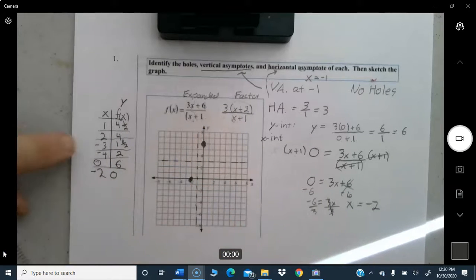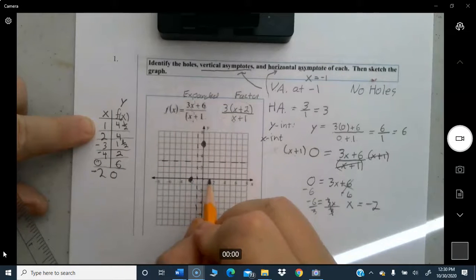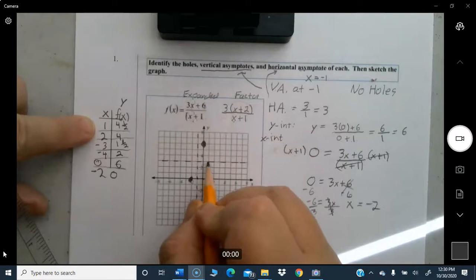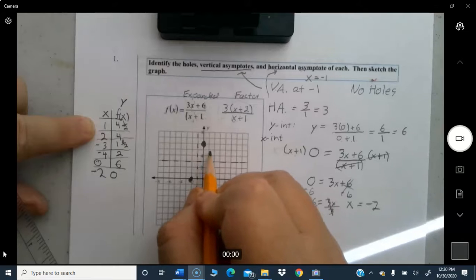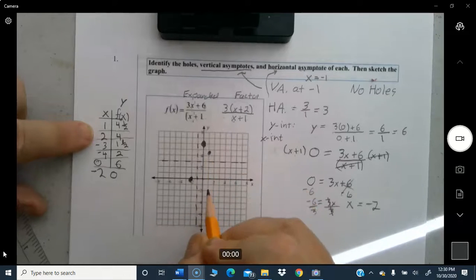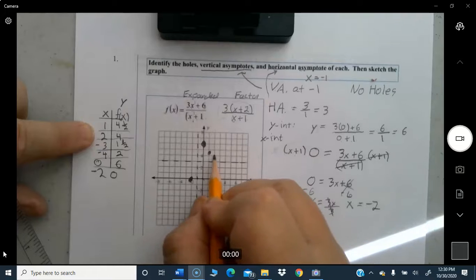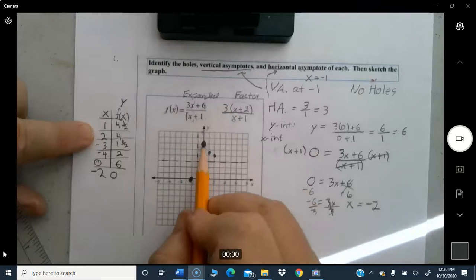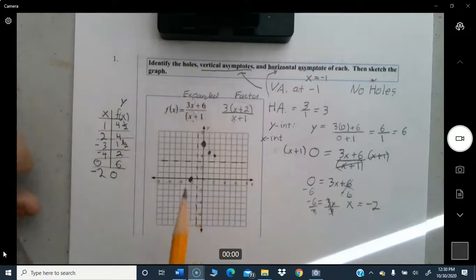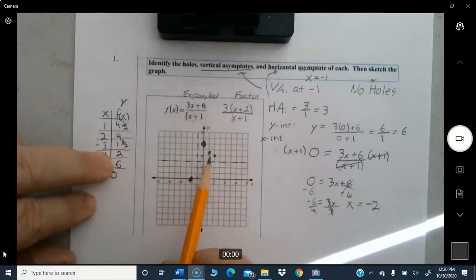Okay, so let's plot these two first, 1 and 2. So 1 goes to 4.5. 1, 2, 3, 4.5 is right there. And 2 goes to 4. 1, 2, 3, 4. Right there. So I have 3 points. I know that they can't touch, and this is a curve.